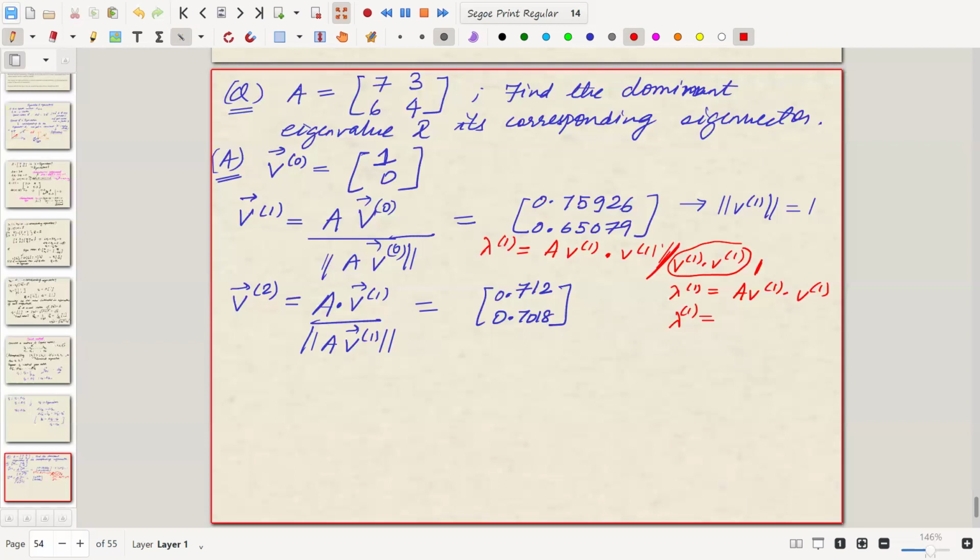How can it be? It cannot be zero, right? How can it be zero? But this is not an into. This is a dot product. Dot product you know, right? Yeah, that's it.